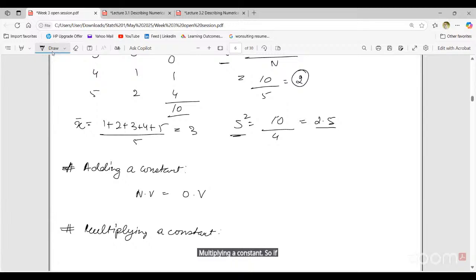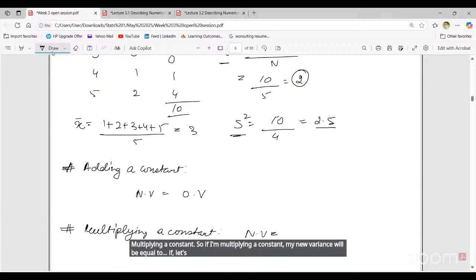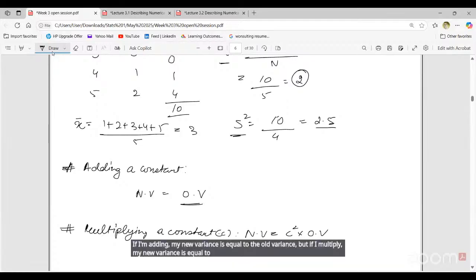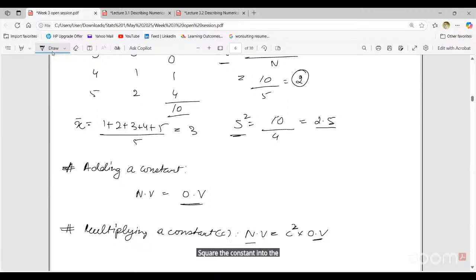If I'm multiplying by a constant C, my new variance will be equal to C squared times the old variance. If I'm adding a constant, my new variance is equal to the old variance, but if I'm multiplying, my new variance is equal to C squared, the square of the constant, multiplied with the old variance. So it is C square times S square.